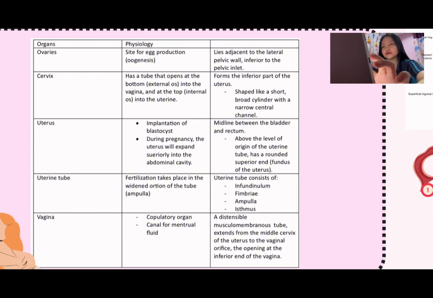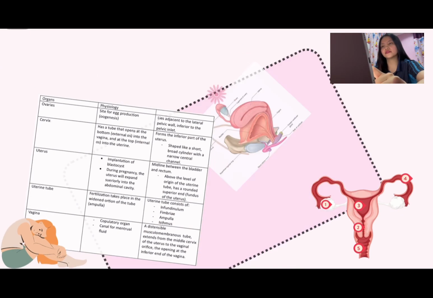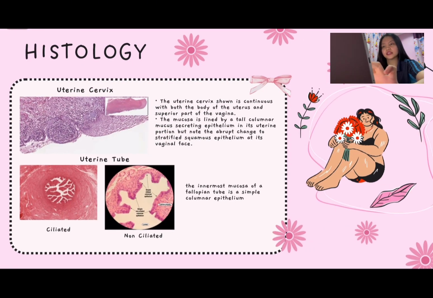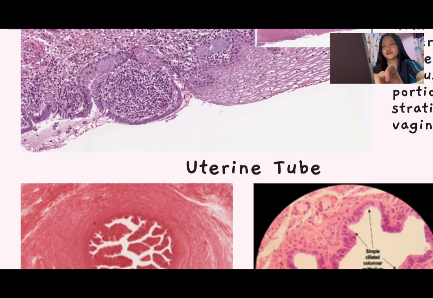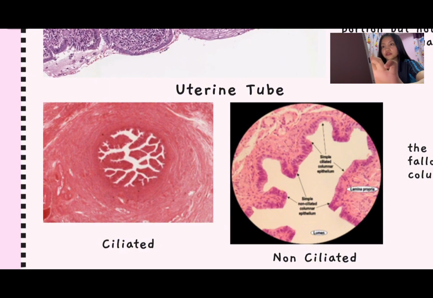Okay, so now let's move on to the histology of the female reproductive system. As you can see, this is the microscopic picture for the uterine cervix, and these are the histology for the uterine tube. So let's begin with the uterine cervix.